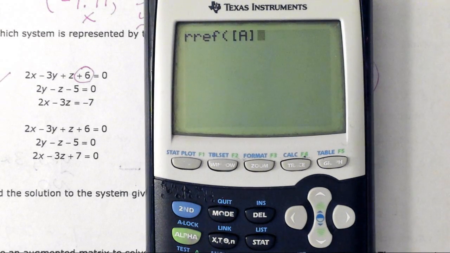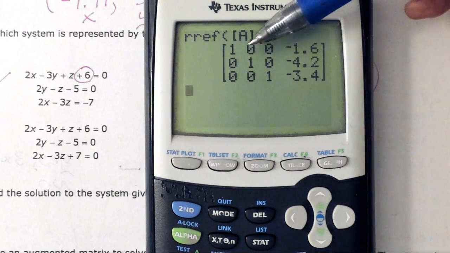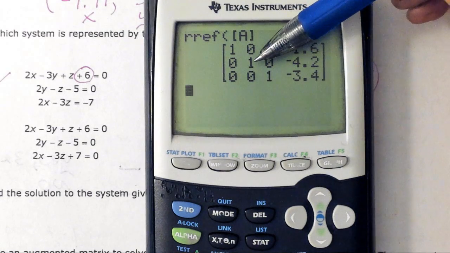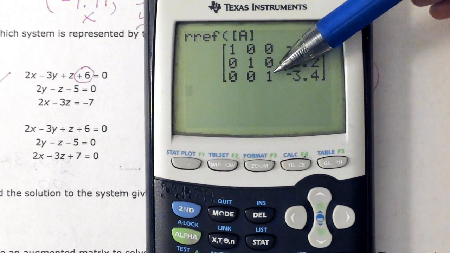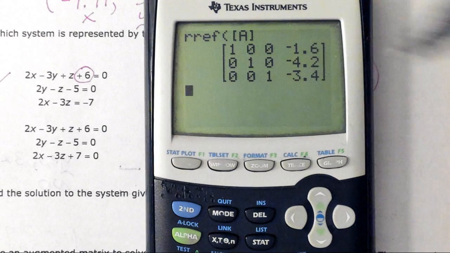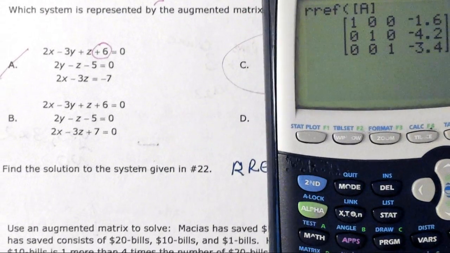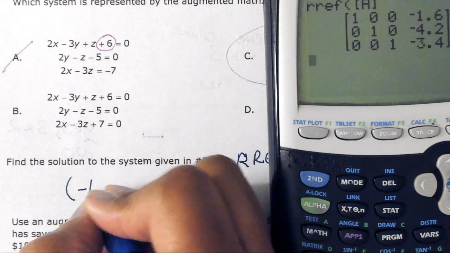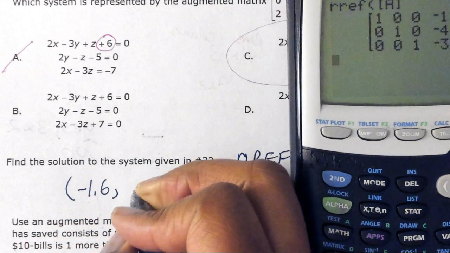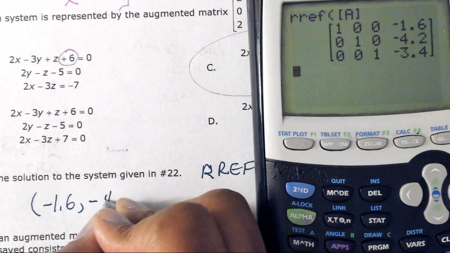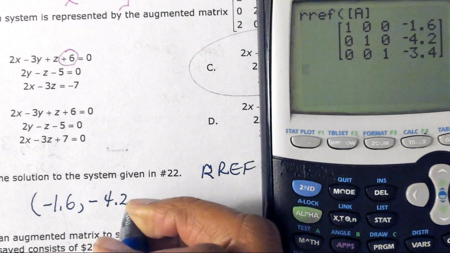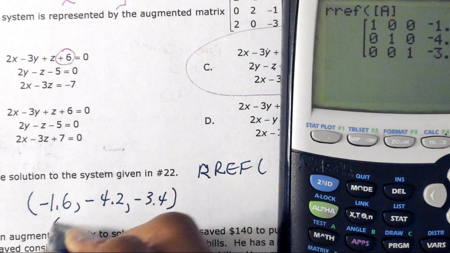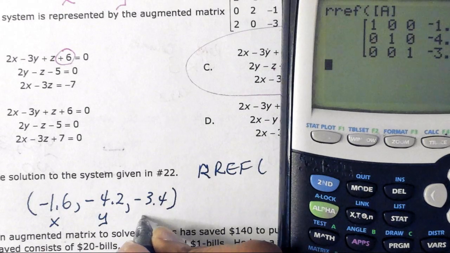Matrix A. Press enter. And notice again, this first one is my X value. The second one is my Y value. And the third one is my Z value. When I write my solution, I will write my X value of -1.6, my Y value of -4.2, and my Z value of -3.4. This is X, Y, and Z.